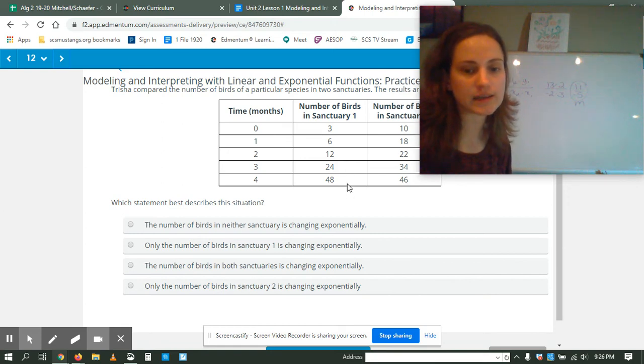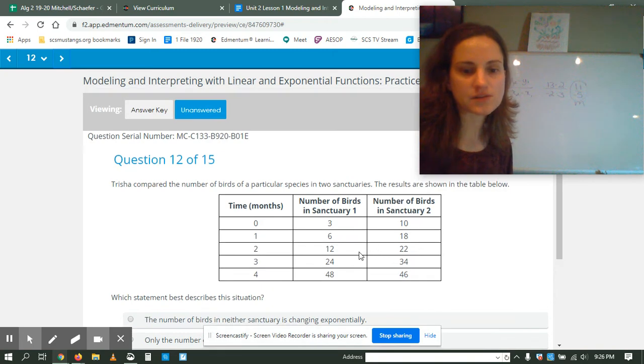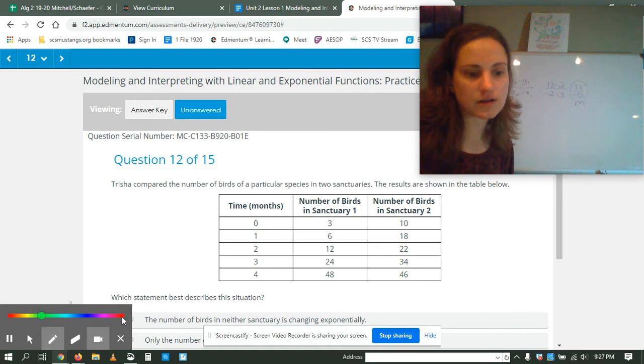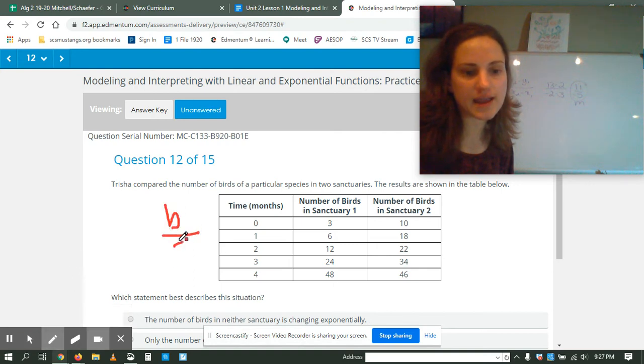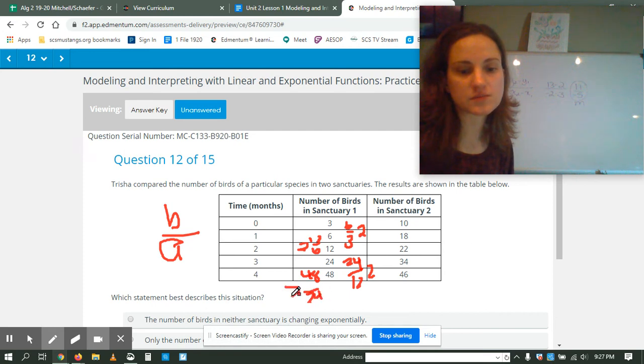We don't need to check them for linear. It's not an option we need to worry about. So I'm going to use that method, where I do the second term divided by the term before it. So if I do 6 divided by 3, that gives me 2. If I do 12 divided by 6, also gives me 2. 24 divided by 12 gives me 2. And then 48 divided by 24, that also gives me 2. So sanctuary 1, that one is exponential.